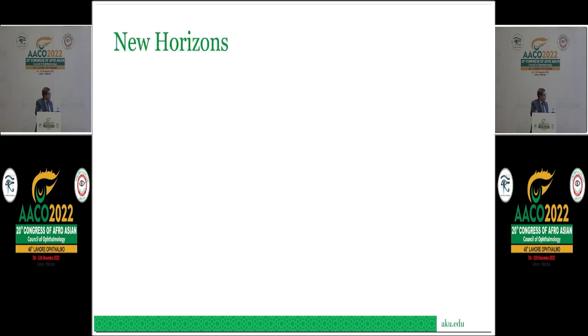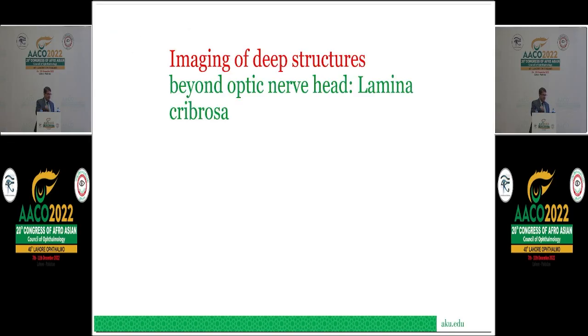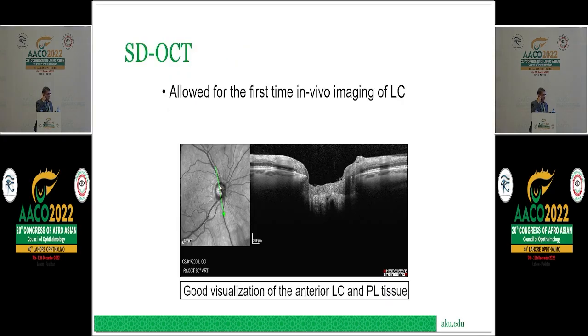Just in the last few minutes, I wanted to highlight some additional things that are here and even more exciting in the future, and that is looking at the lamina cribrosa in more depth using spectral domain, and we can get information about the anterior and even deeper layers of the lamina cribrosa.